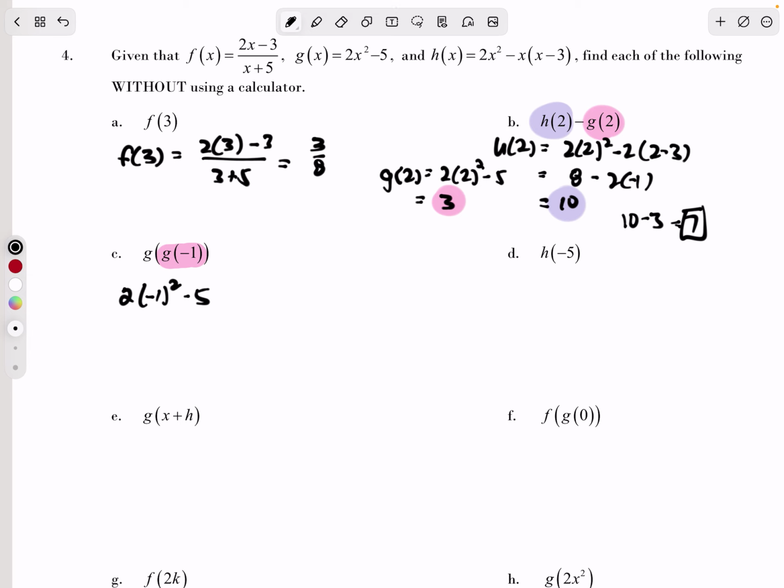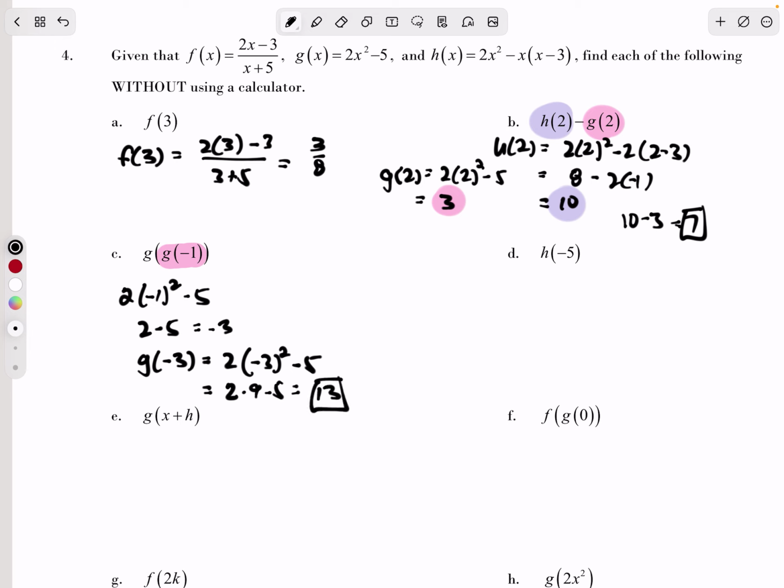So let's do 2 times -1 squared minus 5. I don't think you'll forget, but don't forget that -1 squared is +1. 2 minus 5 is -3. That value needs to go back in. And now what is g of -3?